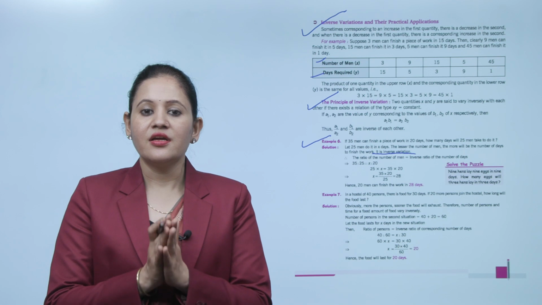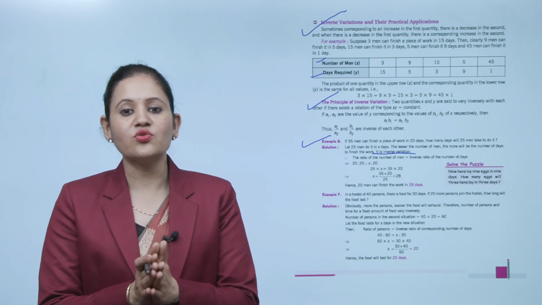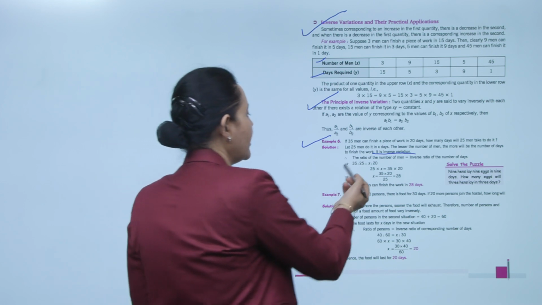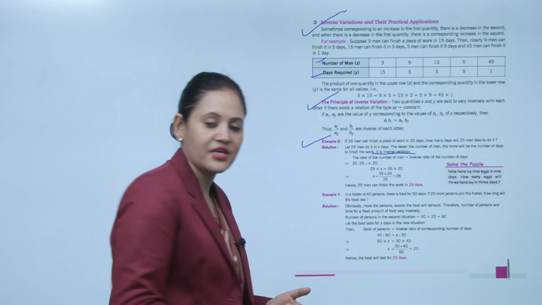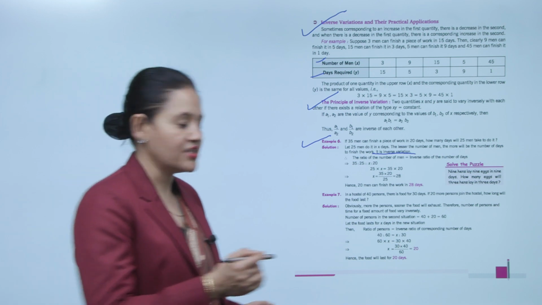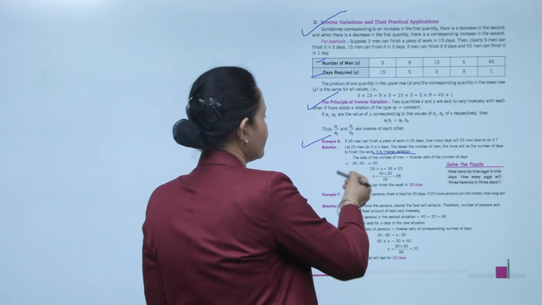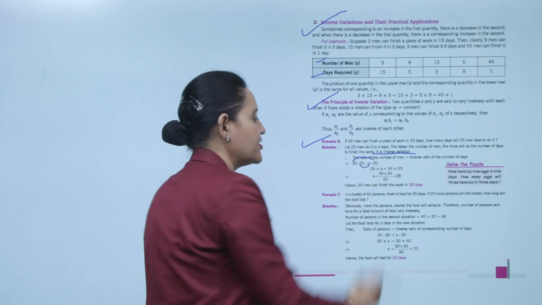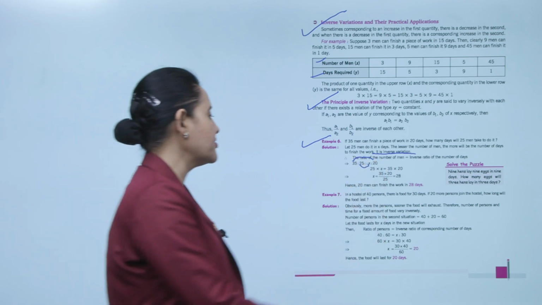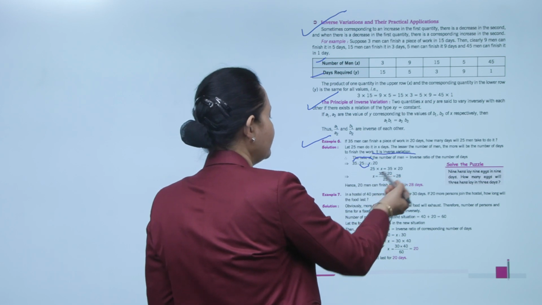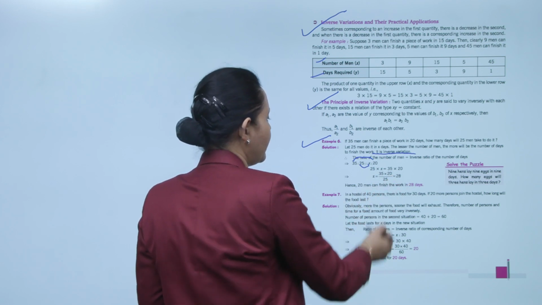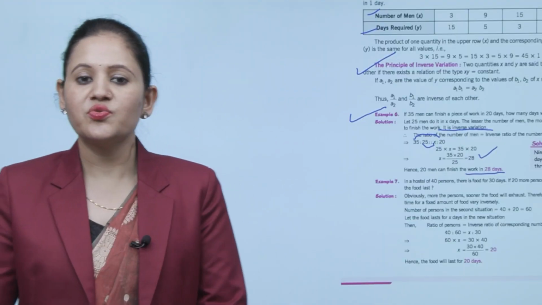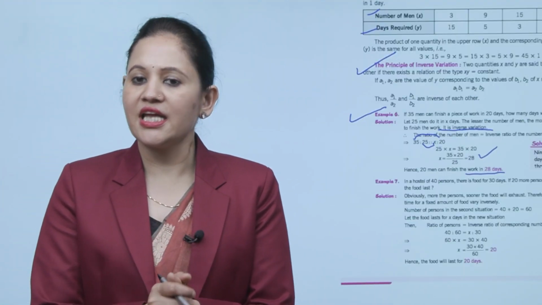So, the ratio of the number of men equals the inverse ratio of the number of days. So, what will the ratio be? 35 ratio 25 is proportionate to x ratio 20. So, 25 into x equals 35 into 20. So, x equals 35 into 20 upon 25, that is equal to 28 days. So, 25 men can finish the work in 28 days.